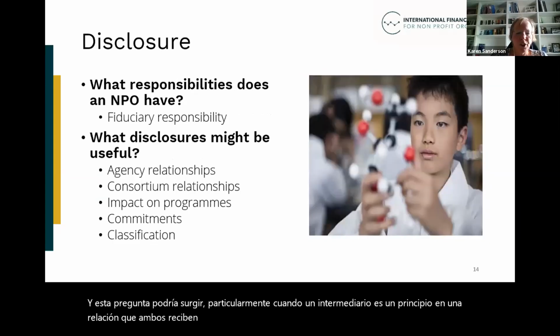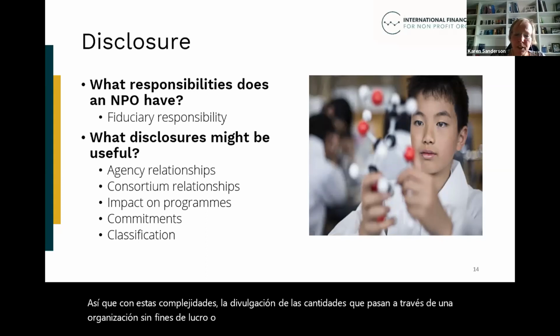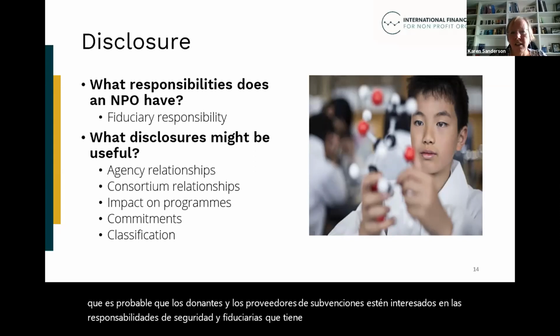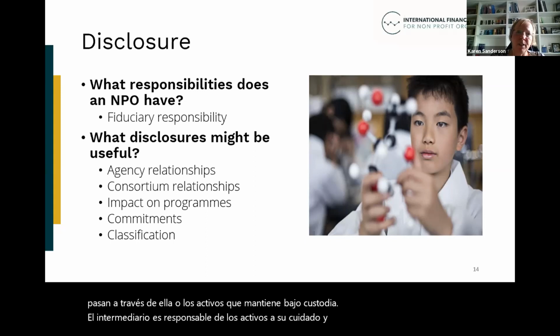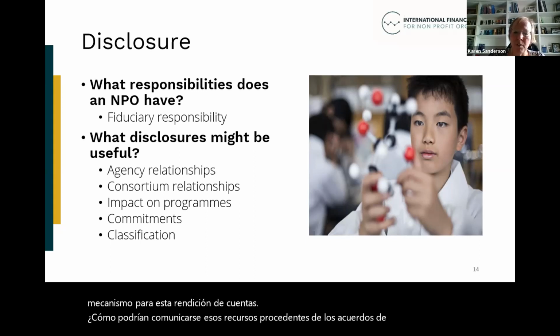So with these complexities, disclosure of the amounts passing through a non-profit organisation or assets in its custody might be useful. And this is because donors and grant providers are likely to be interested in the security and fiduciary responsibilities that an intermediary has for funds passing through it, or the assets that it's holding in custody. The intermediary is accountable for the assets in its care, and disclosure provides a mechanism for this accountability. How such resources from agency arrangements could be reported in an intermediary's financial statements is important.